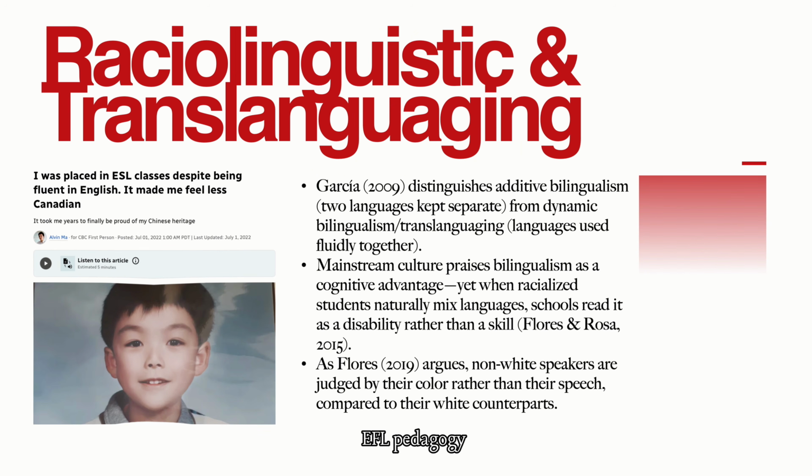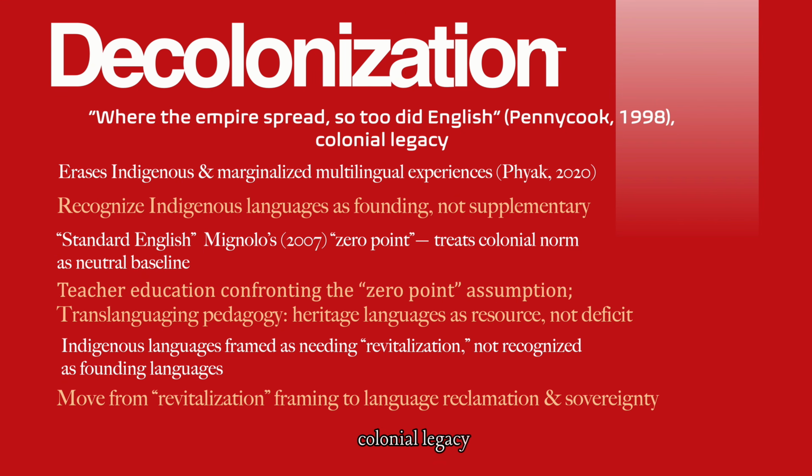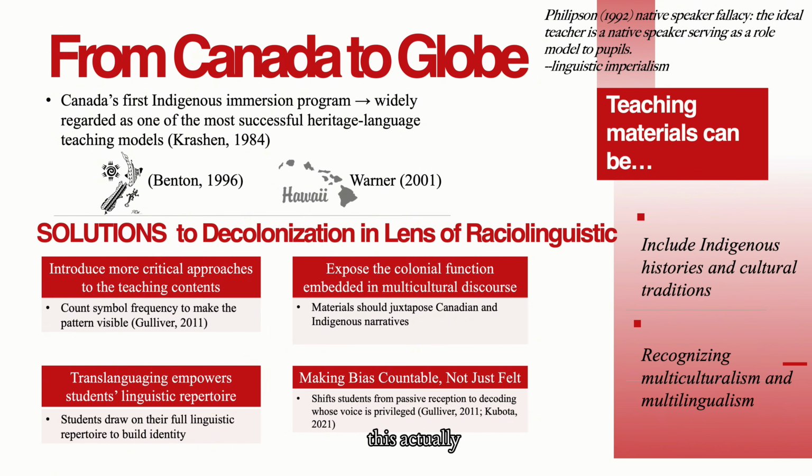EFL pedagogy? Garcia in 2009 distinguished additive bilingualism from dynamic translanguaging. Flores and Rosa argued that mainstream culture praises bilingualism as a cognitive advantage, yet when racialized students naturally mixed languages, school read it as a disability rather than a skill. So, how do we break down this colonial legacy? McDonald offers the idea of zero point, and part of undoing that is recognizing Indigenous languages as founding, not supplementary. This actually starts here.